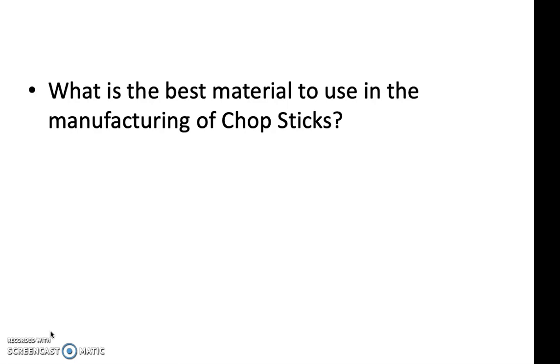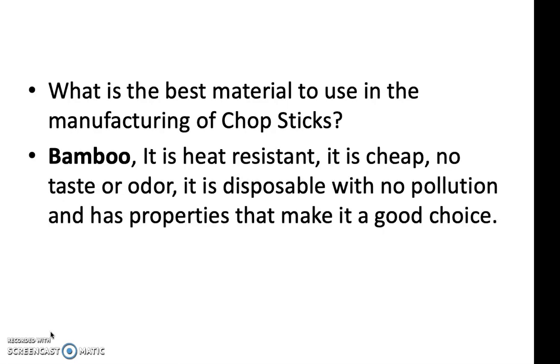I mean a certain species of wood. In that case, if you're thinking bamboo, that is correct. But why bamboo specifically? It is heat resistant, it is inexpensive, it has no taste or odor, it is disposable with no pollution, and has properties that make it a good choice. So bamboo is one of the best materials to use for chopsticks, and also it's readily available.